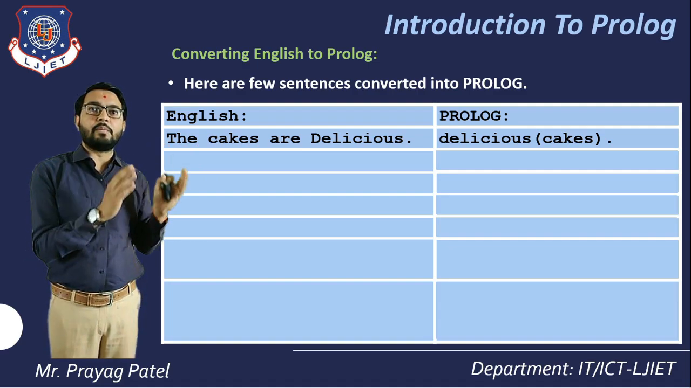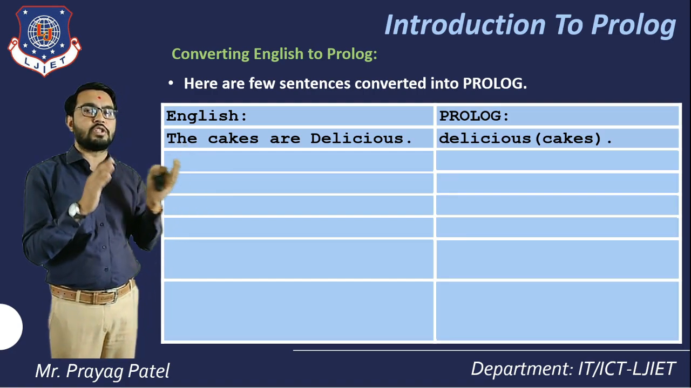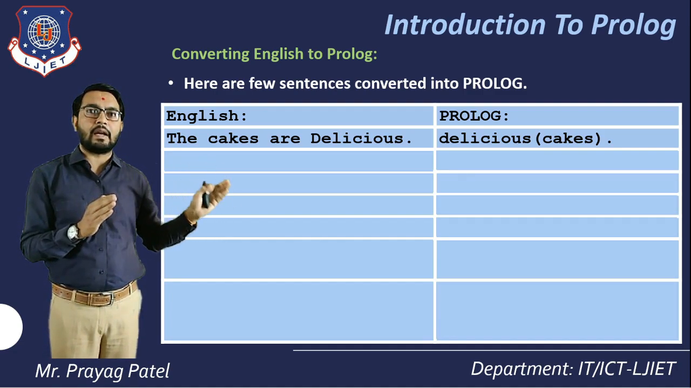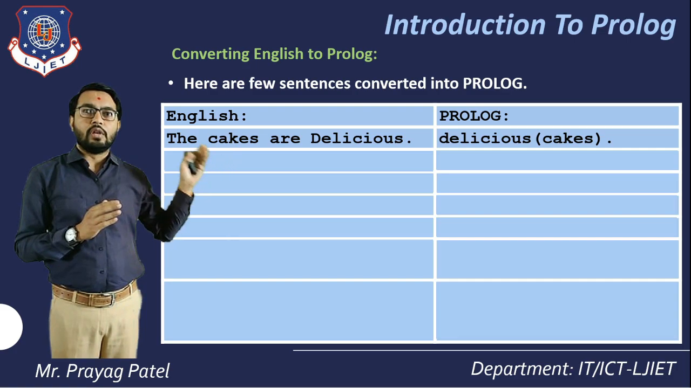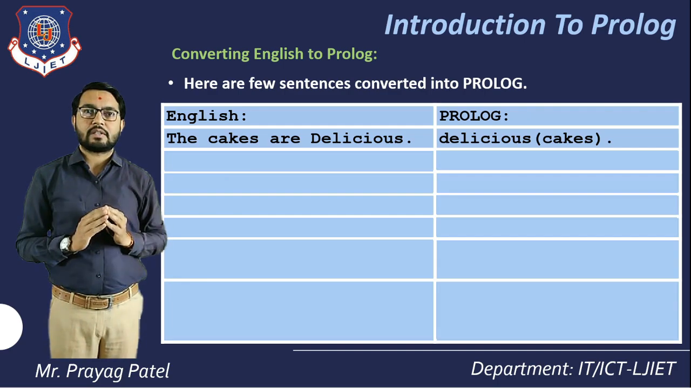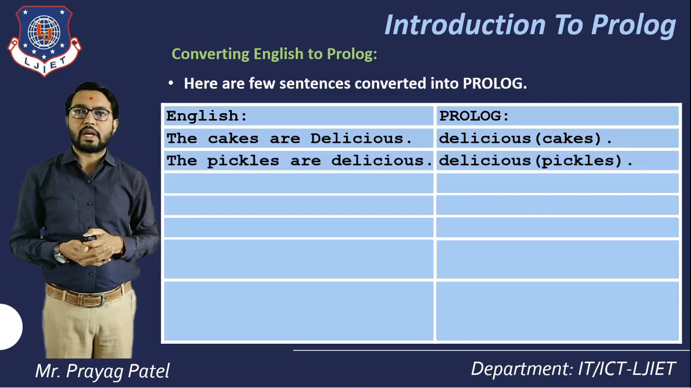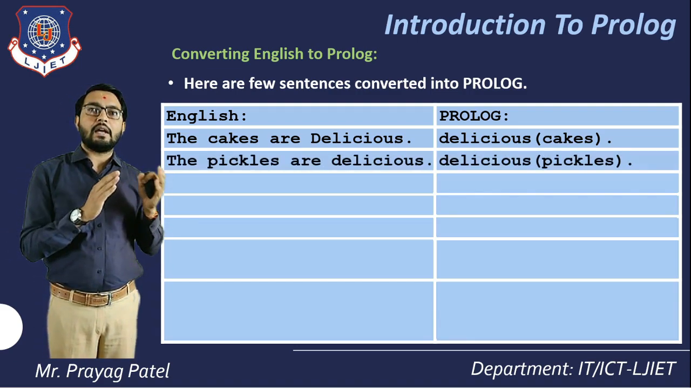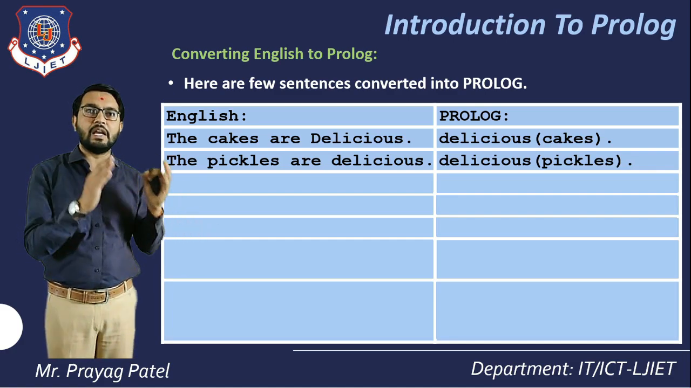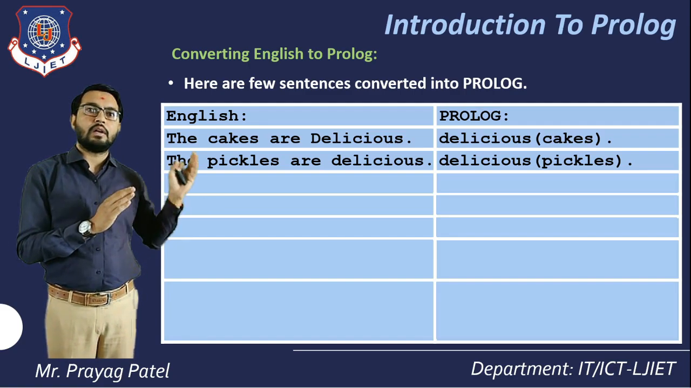So delicious in brackets cakes, and after that we write the full stop, because for any statement we use the full stop for the end of the statement. So compulsorily write the full stop at the end of the statements. Here we read this Prolog sentence like cakes are delicious. Now the second sentence, the pickles are delicious. In the same way we write delicious in brackets pickles, then the full stop.